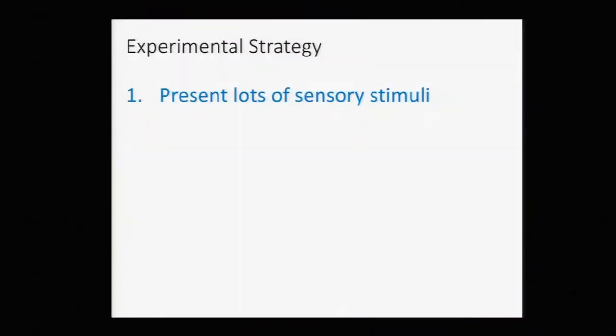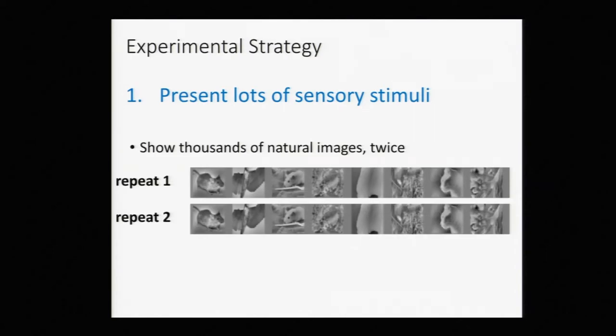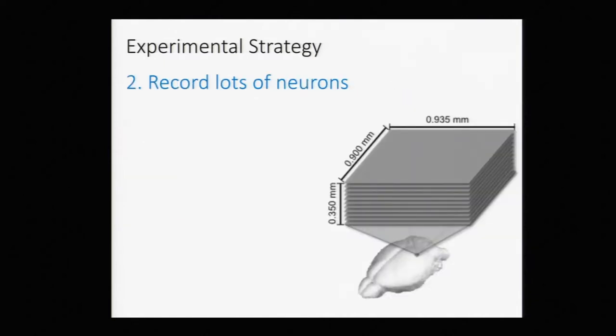First, we're going to present lots of sensory stimuli, so we don't have that problem. In particular, we record responses to thousands of natural images, and each one is presented twice for a technical reason, because we need to do analysis based on cross-validation. And second, we're going to record lots of neurons. We do that using a conventional two-photon microscope called the B-scope. You can buy it. They'll come and set it up for you.